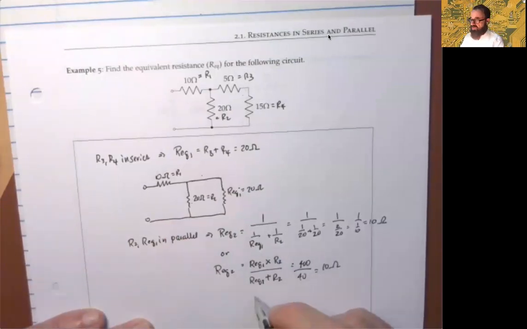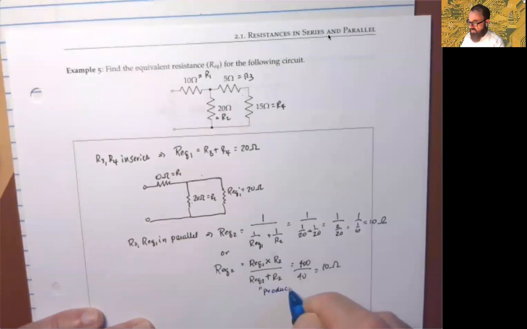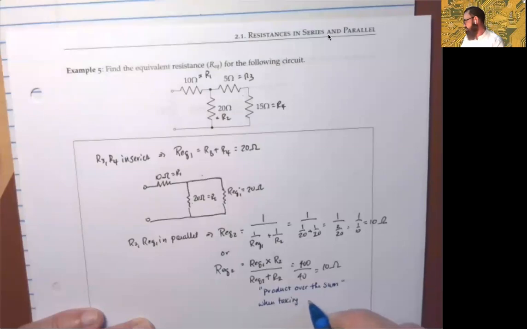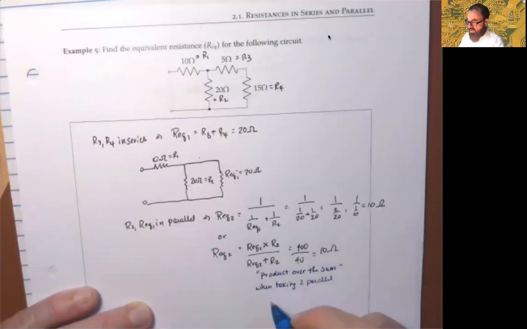So I'll just write in words here. What's happening here is we are taking the product over the sum when taking two parallel resistances at a time.